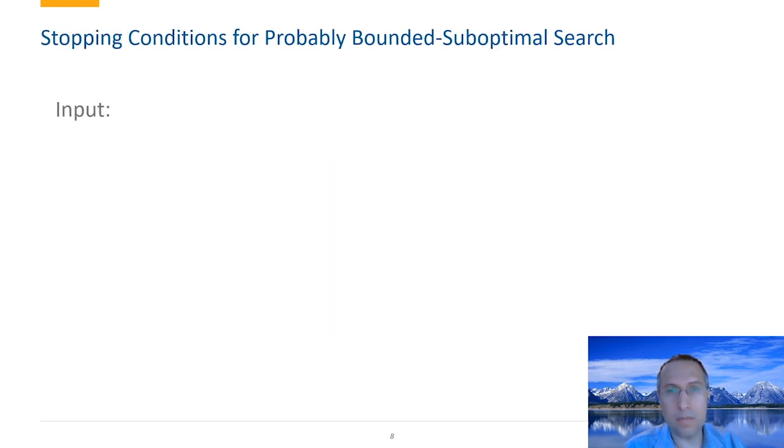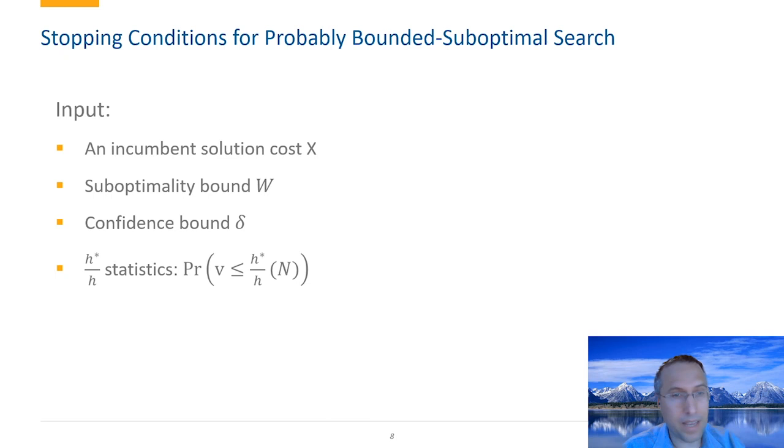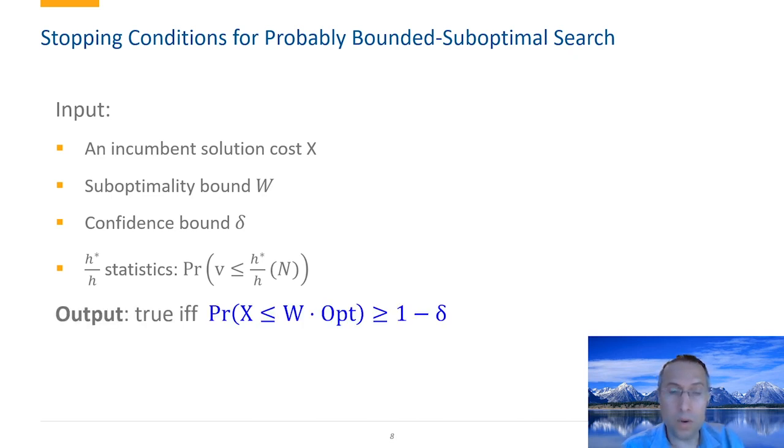Several stopping conditions have been proposed that are based on these statistics. Let's look at one that is called the ratio-based stopping condition. It works as follows. It accepts the incumbent solution X, the suboptimality bound W, the confidence bound delta, and the gathered statistics about the H star over H ratio. Remember, what we want this stopping condition to do is to identify when X, the incumbent solution cost, is smaller than or equal to W times the optimal solution, with probability larger than 1 minus delta. This is just math talk for saying that X is probably bounded-suboptimal.